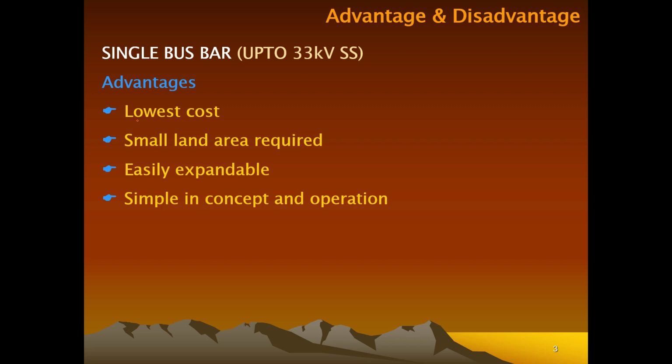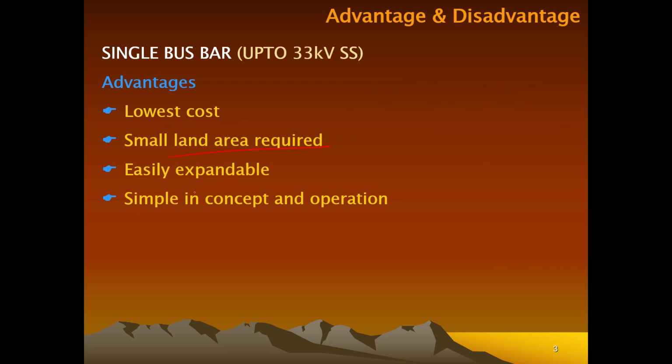Now, the advantages: this has the lowest cost, a small land area required, it is easily expandable, and it is simple in concept and operation. So, what is the meaning of lowest cost? Because you have only one bus bar to which multiple feeders are connected, and all feeders need only one breaker and two isolators. So the number of breakers and isolators is low, and this reduces your cost. Additionally, since there is only one breaker and two isolators, the space requirement is low, so lower land area is required. And if the land area requirement is low, it also leads to lowering of cost. So there are multiple factors for lowest cost.